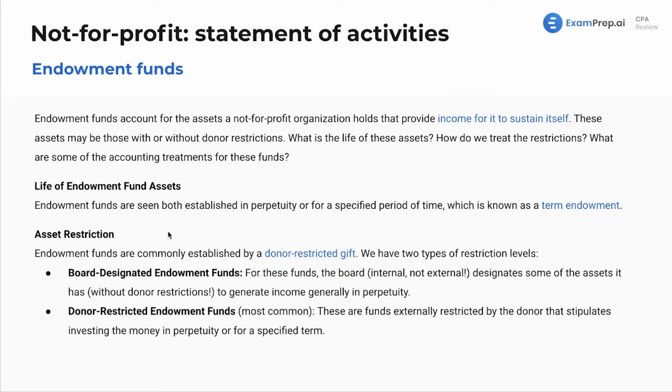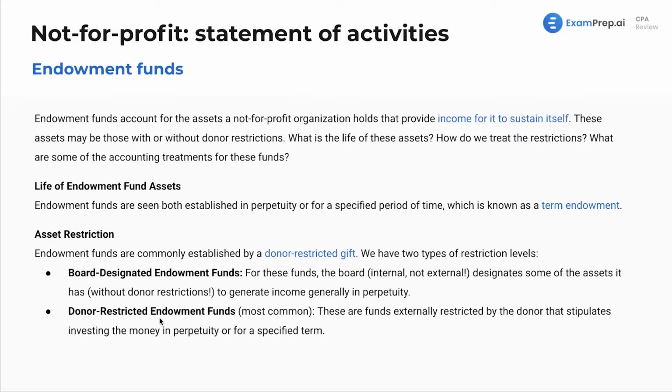Asset restrictions. So endowment funds are commonly established by a donor restricted gift. So if they give you $1 million, right, that could start an endowment fund if one didn't exist before. Board designated endowment funds. So the board could say, all right, so remember this is board designated, not donor restricted. So for these funds, the board, which is an internal restriction, designates some of these assets that it has without donor restrictions to generate income, generally in perpetuity. Meaning the board says, all right, here, BlackRock, you're going to invest this money and make us a bunch of money with all of this $40 million over and over again each year and keep growing it.